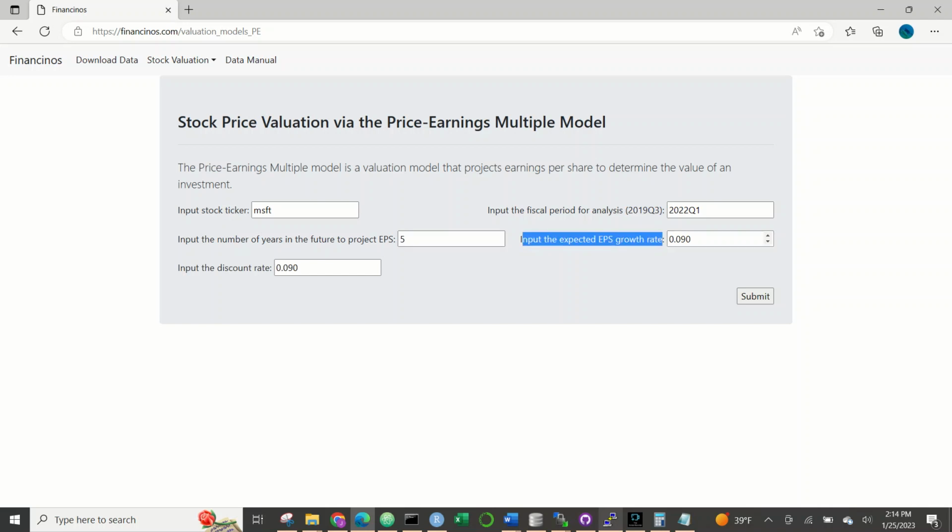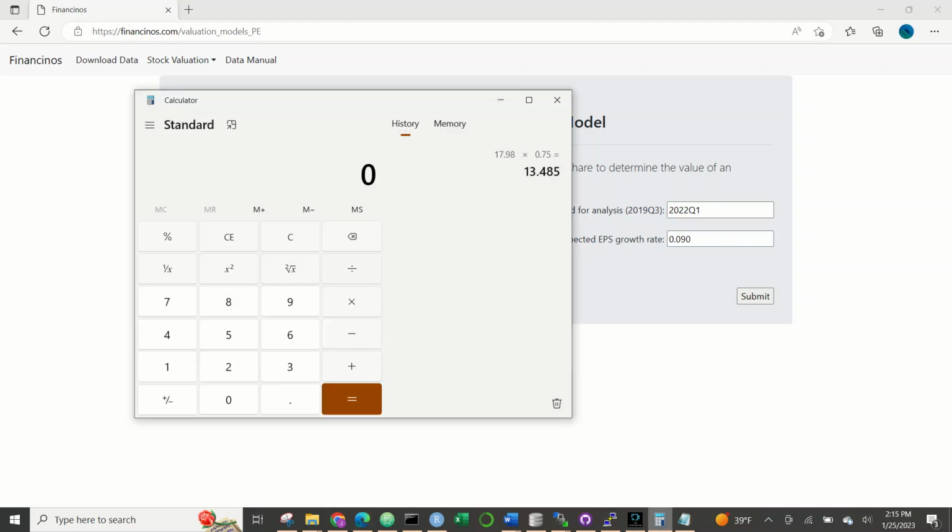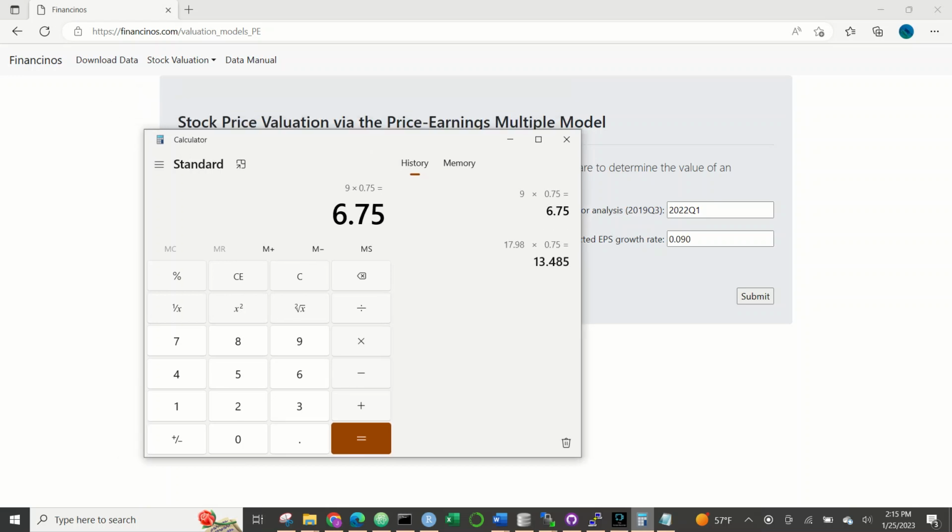Input the expected earnings per share growth rate. We are going to change that number. It's currently set at 9%, because we want to give this a 25% conservative growth rate. So we're going to take that 9% and multiply it by 0.75, which equals 6.75%. So instead of saying that our earnings per share growth rate is 9%, we'll use a conservative growth rate of 6.75%.